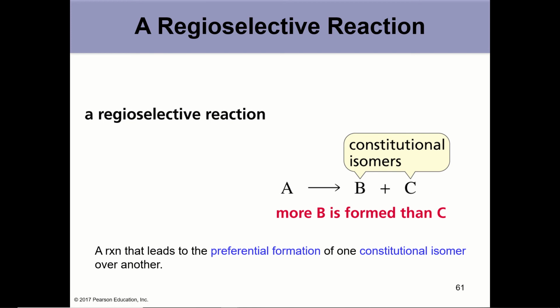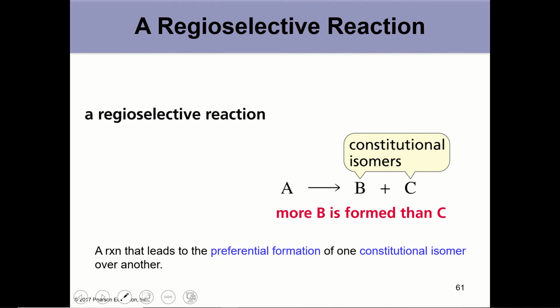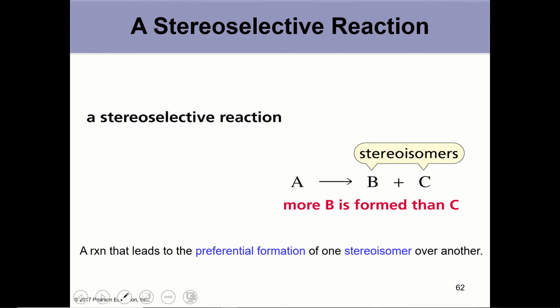Earlier in this chapter, we mentioned regioselective reactions. This is a reaction that forms two products from one reactant. More specifically, a regioselective reaction is a reaction that leads to the preferential formation of one constitutional isomer over another. So we start with A and we make B and C, but more B is formed than C. That is an example of a regioselective reaction.